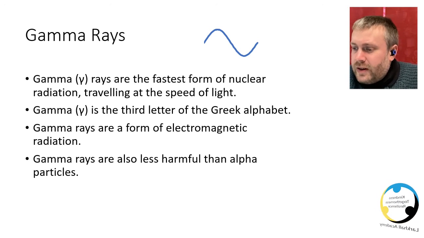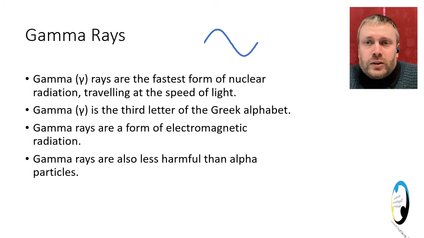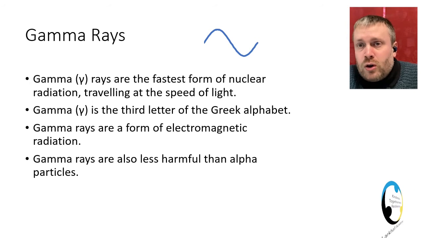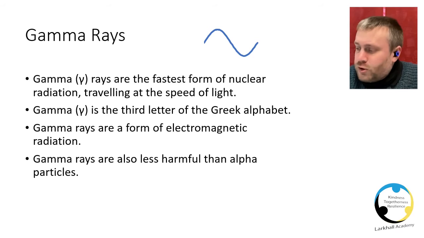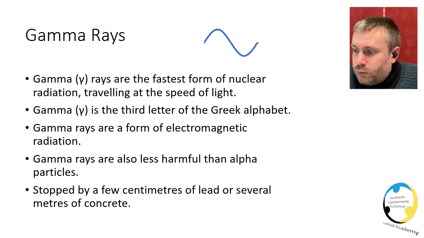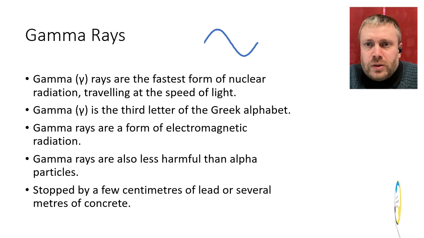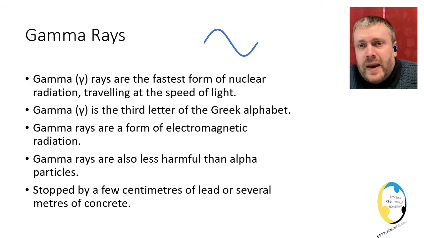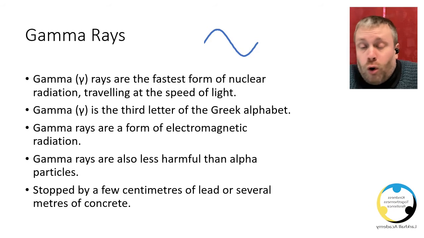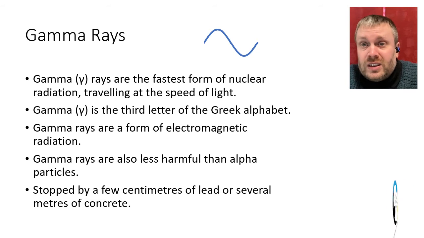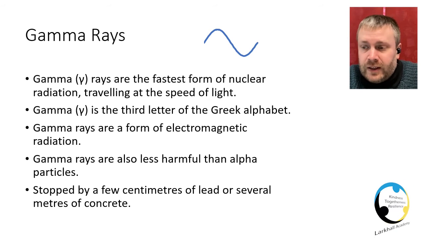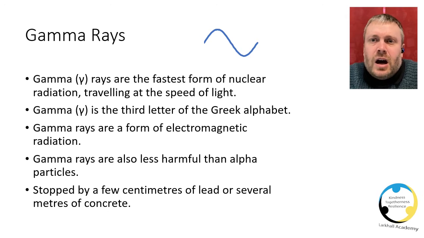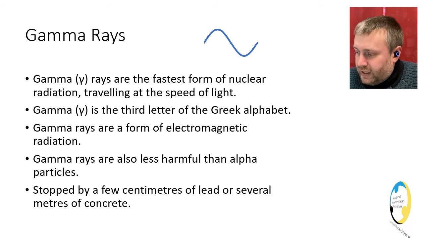Now, gamma rays are also less harmful than alpha particles, you'll be pleased to know. However, because they are waves, they are much harder to stop. So we need a few centimetres of some kind of quite dense metal such as lead, or maybe several metres of concrete. Okay, so it takes a lot to stop gamma rays. However, they are probably the least harmful of the nuclear radiations.